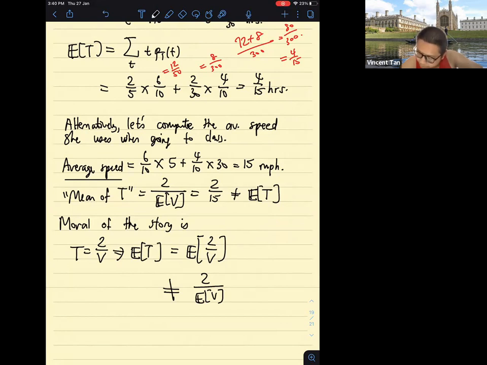Okay? You're not allowed to do this. You're only allowed to move the expectation value inside if the relationship is linear. But this is an inverse relationship, so you're not allowed to do this. Okay? Not allowed. Okay. So now let me try to pass David's question.